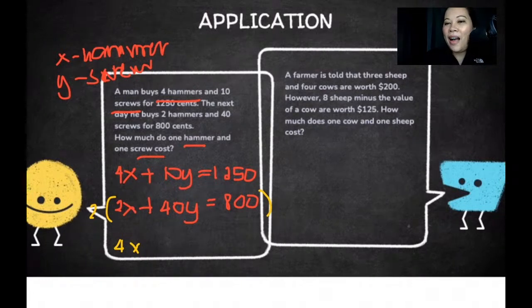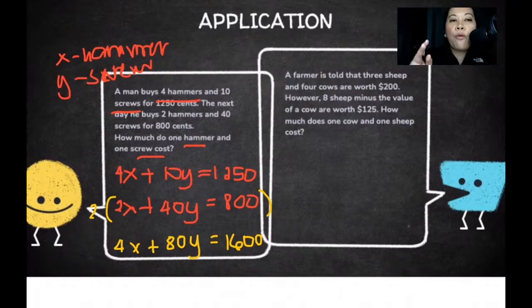Oh, hi William. 4x plus 2 times 40 will be 80y, and then 2 times 800 will be 1,600. So now you would see here that we have 2 equations. 4x plus 10y equals 1,250 and 4x plus 80y equals 1,600.